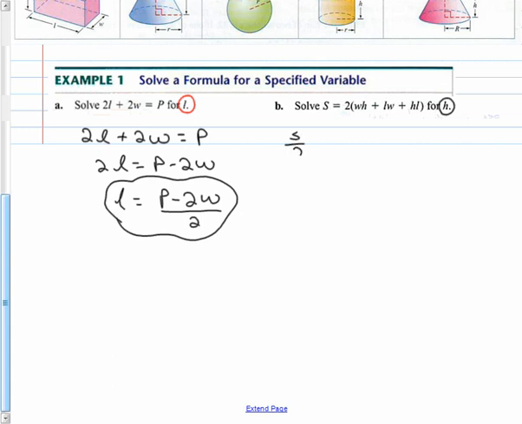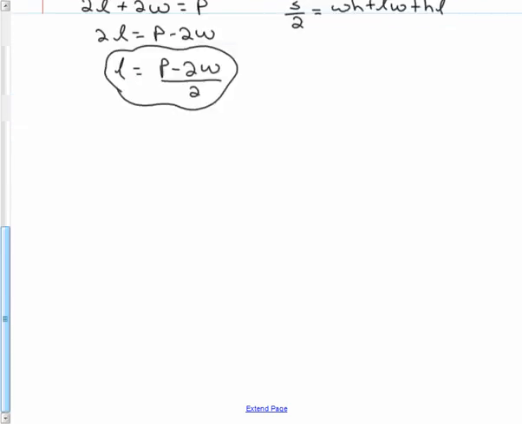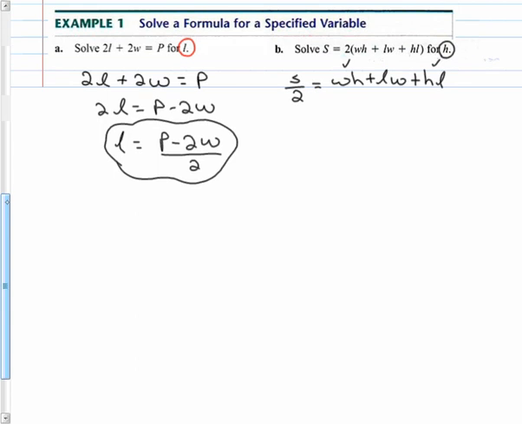So I'd have S divided by 2 equals, and now I don't need the parentheses anymore, WH plus LW plus HL. So solving for H means isolate the terms that have H in it. Leave them on one side. So how do I get rid of the LW term? Subtract it. So my S divided by 2, I would subtract L times W. And that equals WH plus HL.